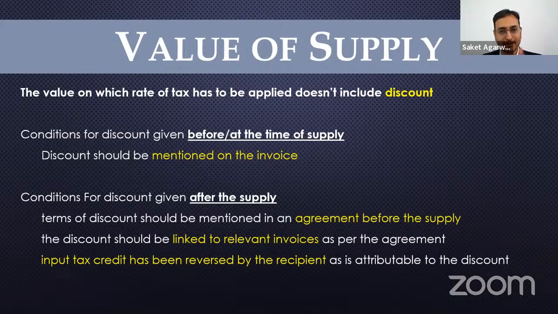Whereas if this discount is being given at the time of sale, just put it on the invoice, your job is done. Simple. But if it is after sale, 3 conditions. The first one is put it in writing before the sale takes place. Later link what was in writing with your invoice. Third one, ensure the buyer has also reduced his input tax credit. If these 3 conditions are met, you are allowed to pay lower GST.